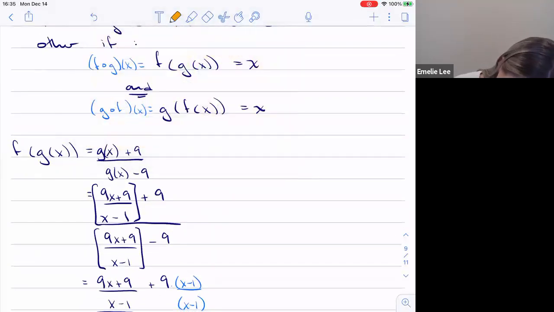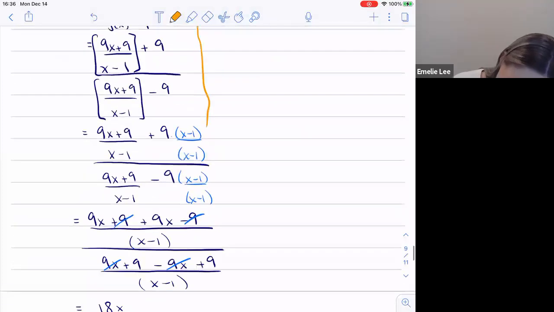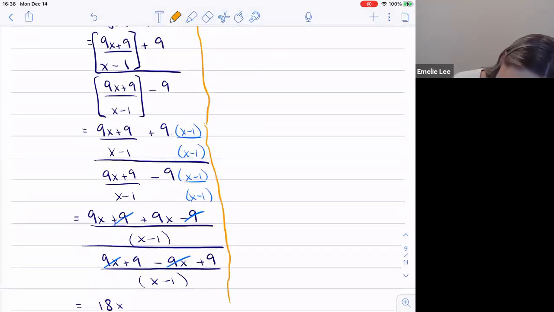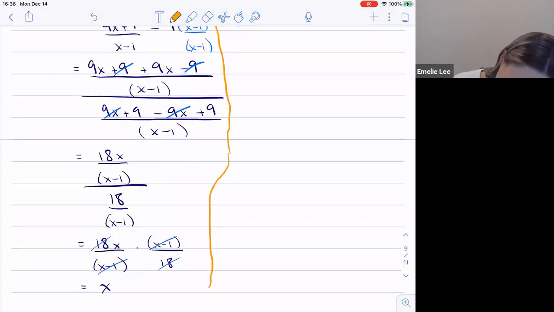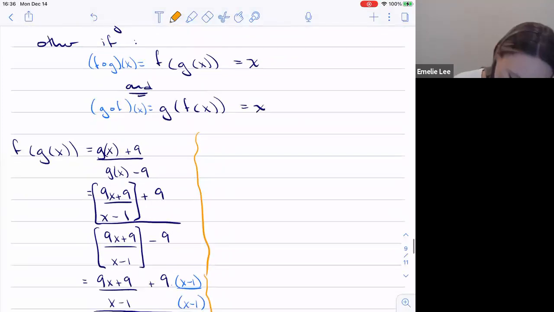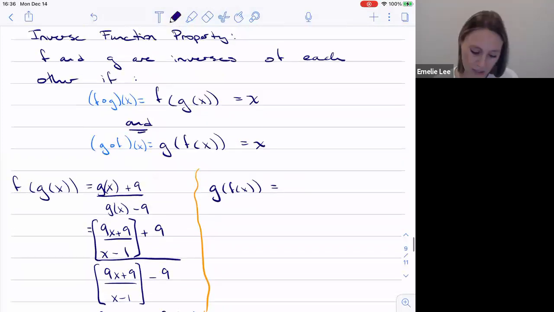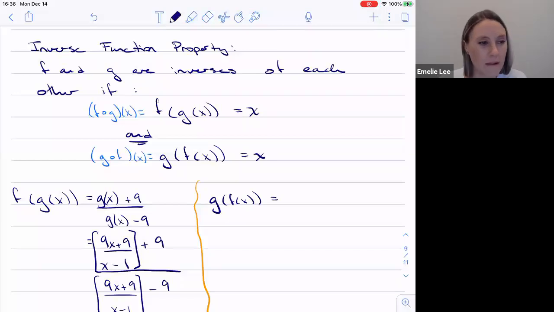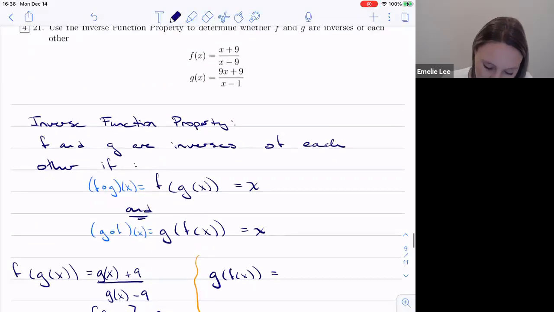So what I'm going to do is I'm just going to break up my page a little bit here, and do g of f of x on this side. So g of f of x is now in g, wherever I see an x, I'm going to put f of x. It's going to look very similar to what we just did, right? So it's just an exercise in fractions.